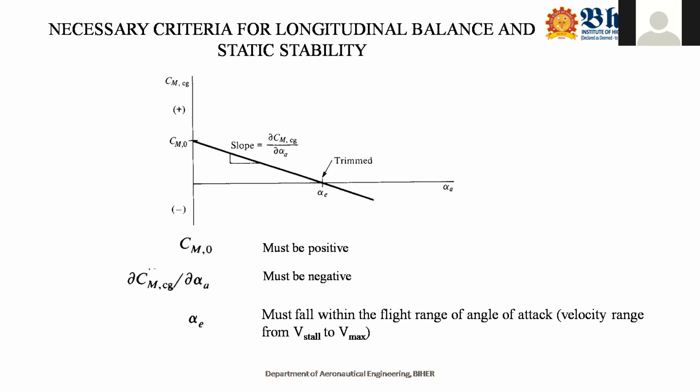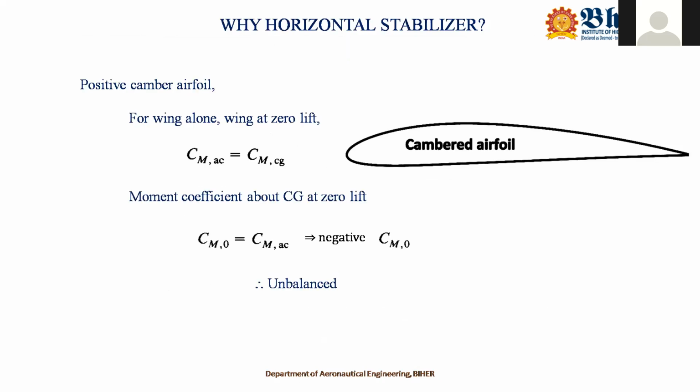So necessary condition is your Cm naught should be positive for a stable flight condition. So as far as your positive cambered airfoil is concerned, your Cm naught is negative. So what it actually means? It means that it is imbalanced. It is not stable at all. So this is where the horizontal stabilizer comes into picture. So as far as your symmetrical airfoil is concerned, the pilot can manage just with the wing alone. Whereas when the positive camber comes into picture, then the horizontal stabilizer plays its role.